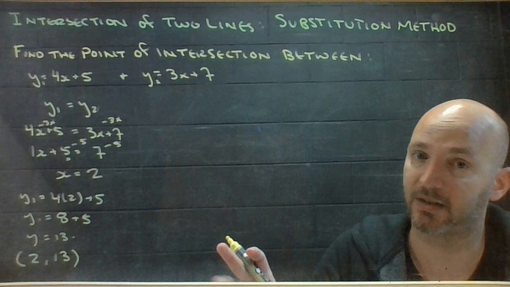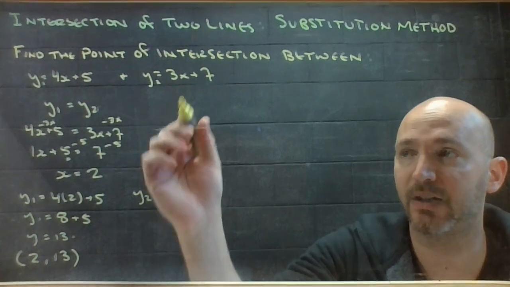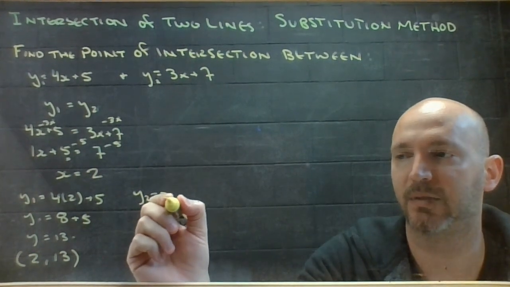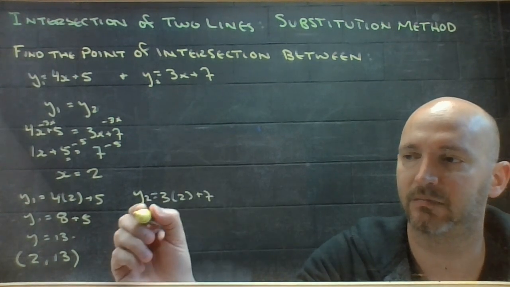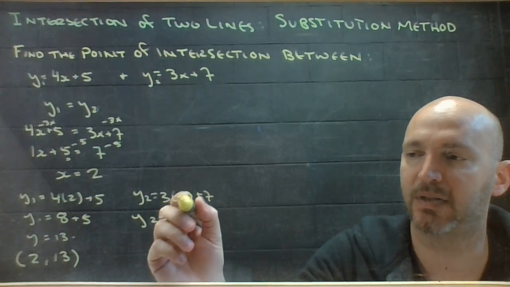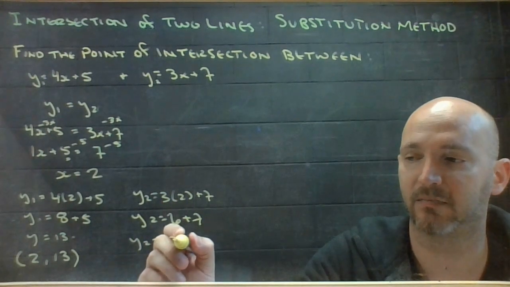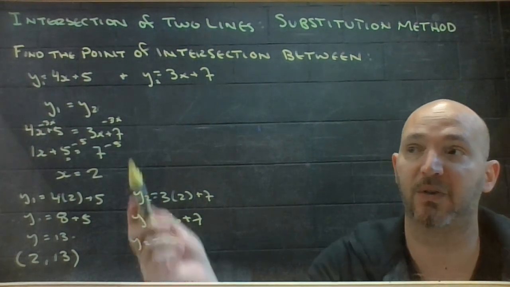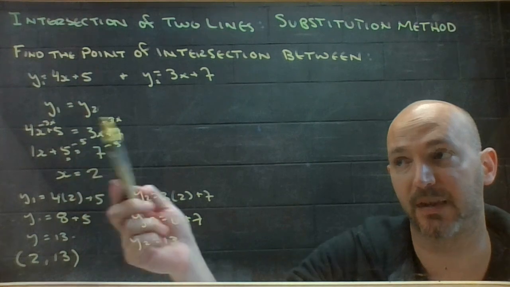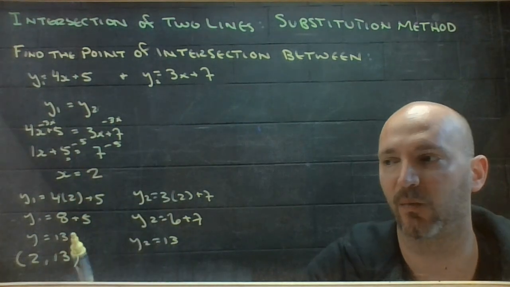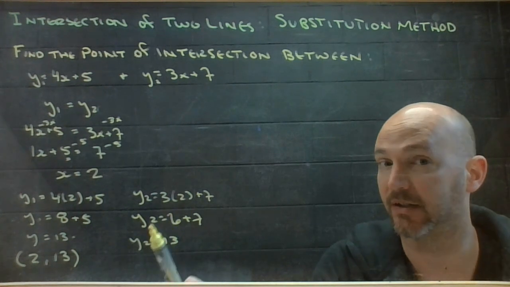Now just in case you don't believe me, it's good to question. If I use this one instead, put my 2 in here, three times 2 is 6, and 6 plus 7 is 13. So I ended up with exactly the same number using the other equation, which should make sense because the whole idea of this at the beginning was find me an x where the y value matches in both equations. So that's a great way to check your work.